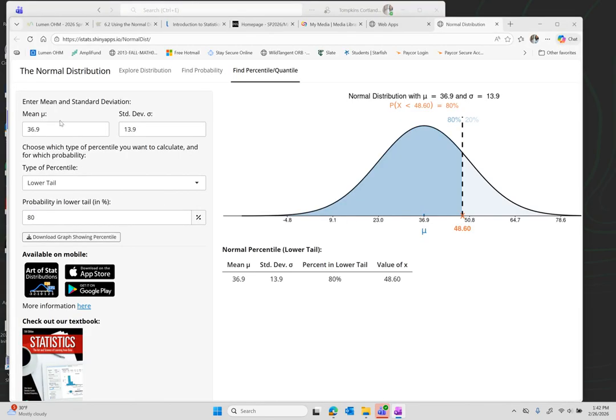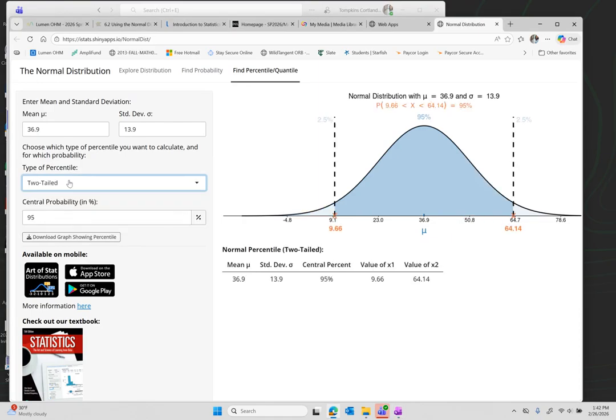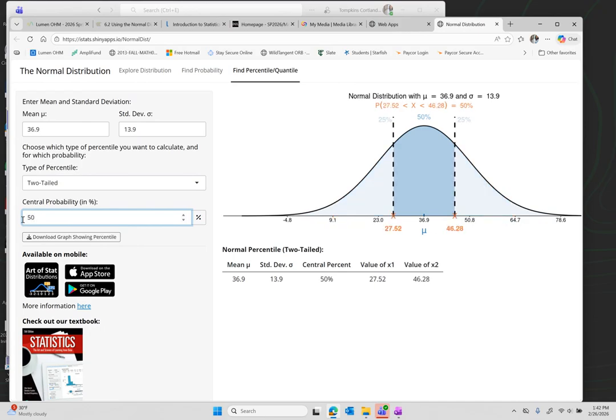It can actually give us a percentile and quartile if we want a two-tailed interval, and then it's asking us here for the central probability in percent, and that will be 50 if we are looking for the two quartiles. So it gives us quartile 1 to be 27.52 years of age, and quartile 3 to be 46.28 years of age.